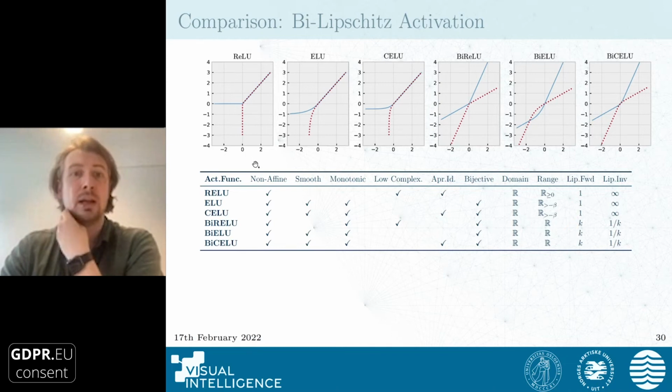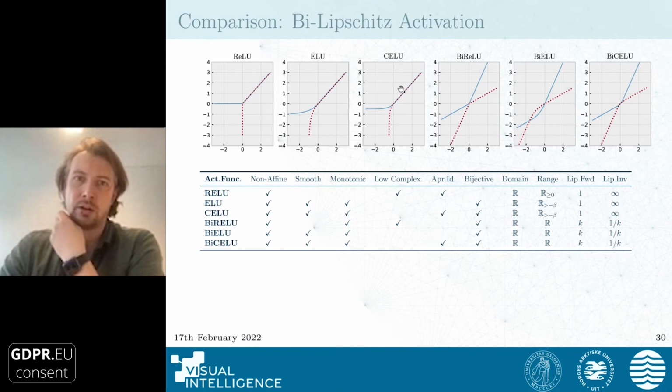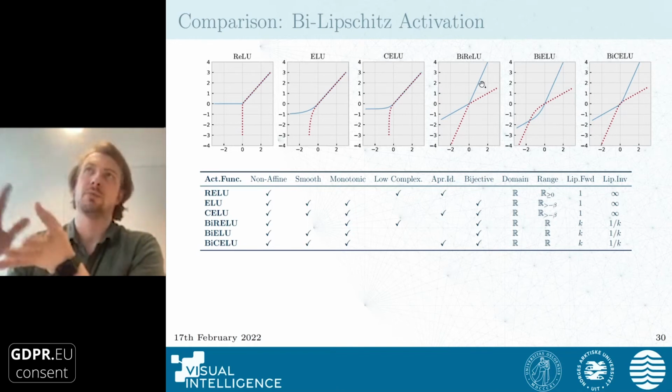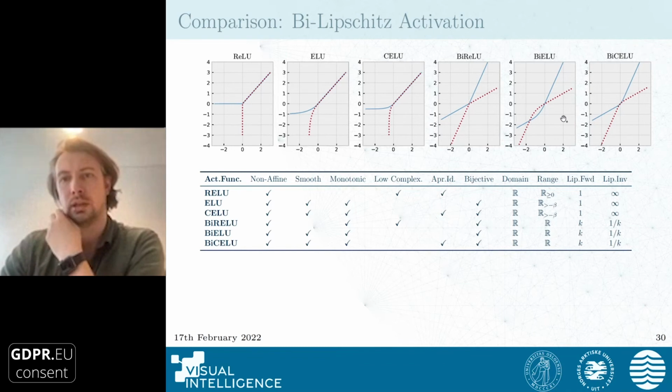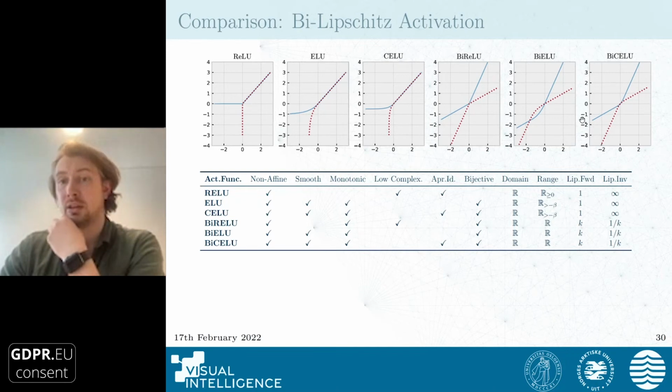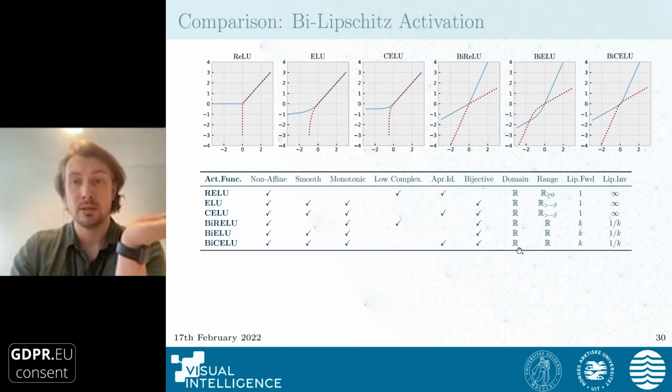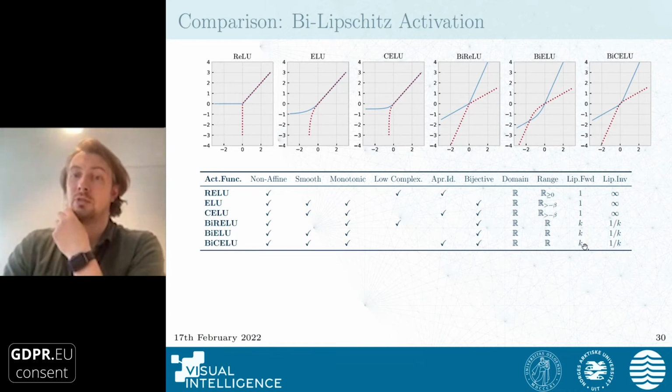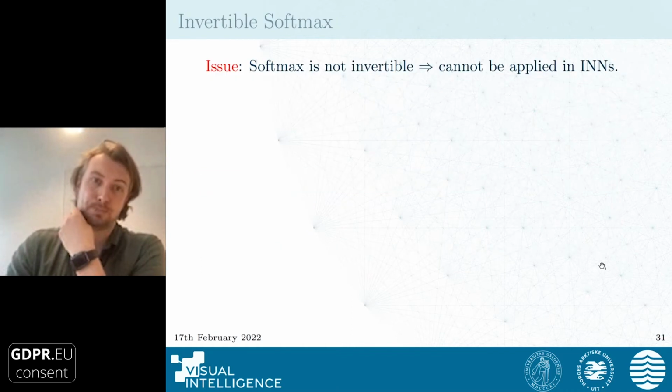And we see here how they differ. The left three here are the original functions, and we use this spline method to construct these functions. This last one, this bi-Lipschitzian CELU function, has very nice properties and is also the one that performs the best. In particular, it's monotonic. It approximates the identity at 0. It's bijective, and its domain is all of R. Its range is all of R. And we can constrain its Lipschitz constant in both directions.